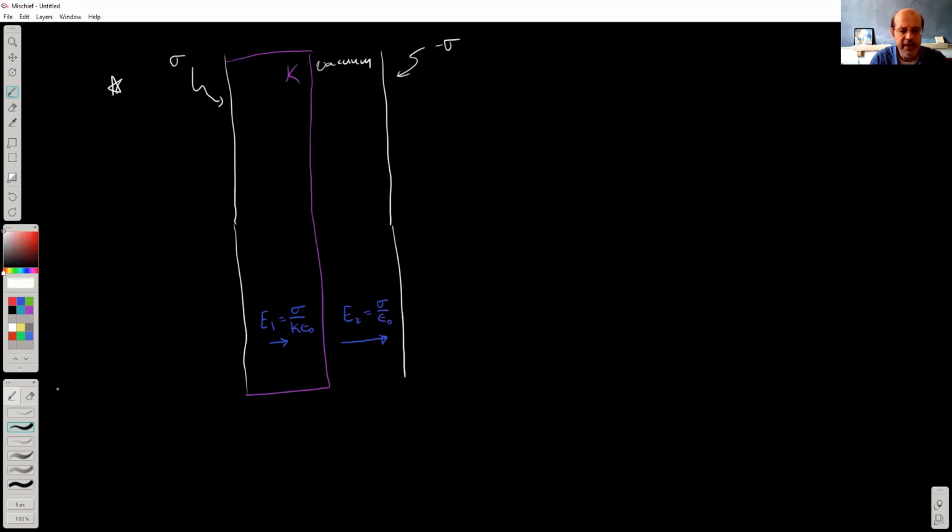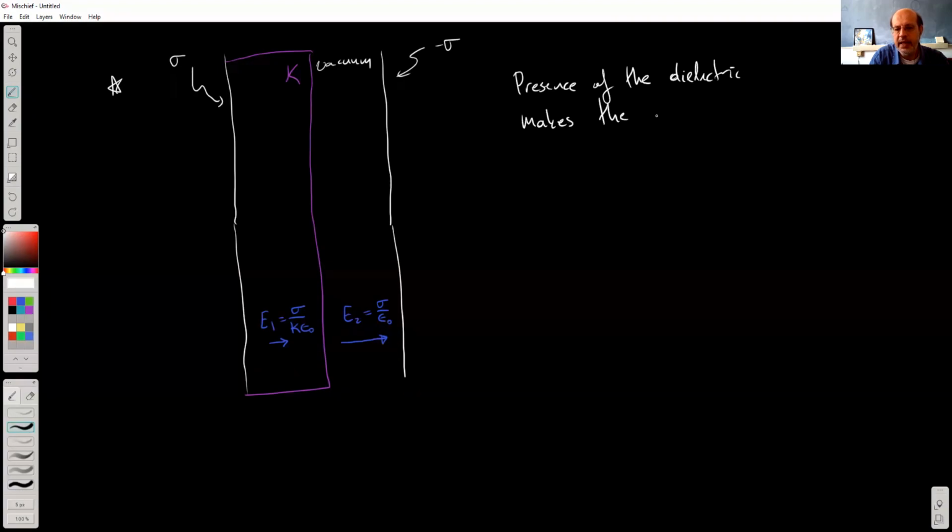The essential idea, the important idea in here, is that the presence of the dielectric makes the electric field weaker. So vacuum is the worst dielectric in a way. In that case, the electric field is the strongest.